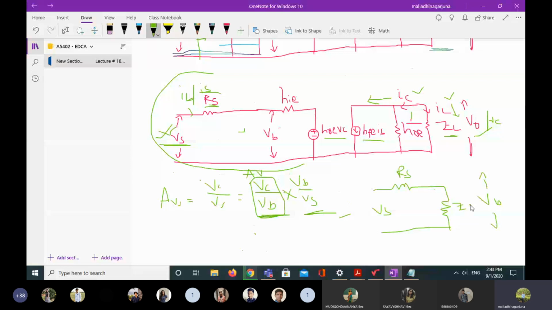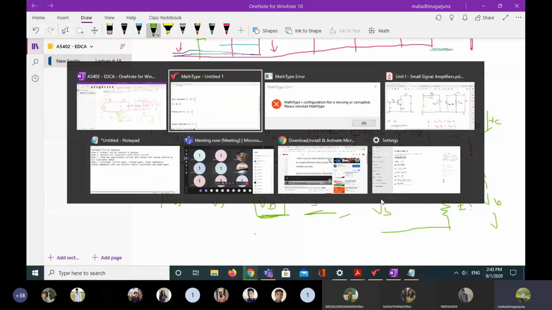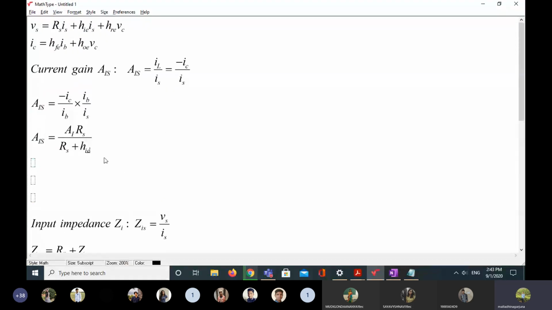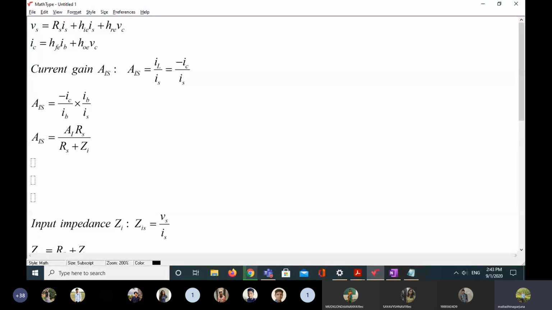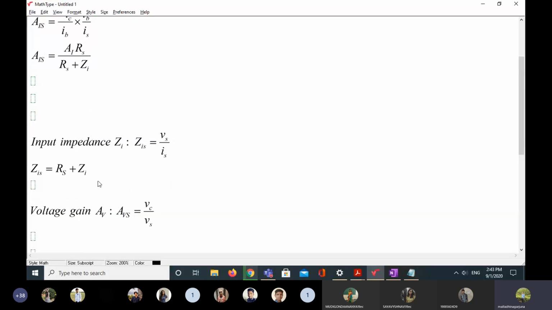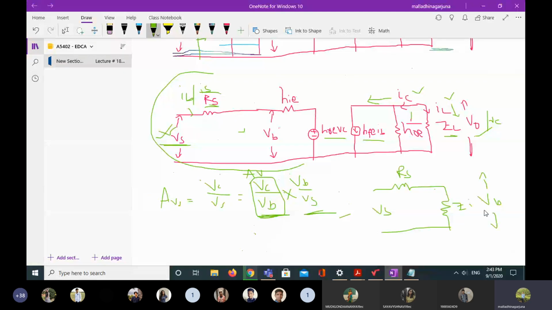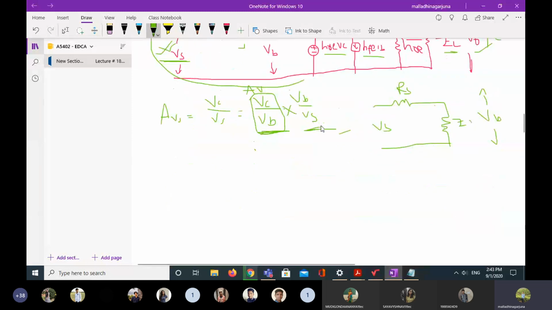ZI, total input impedance. As before, you write it as ZI, input impedance. So VB is the voltage drop across the input impedance. Now we write VB by Vs. How can we write it? VB is equal to Vs into ZI divided by Rs plus ZI.